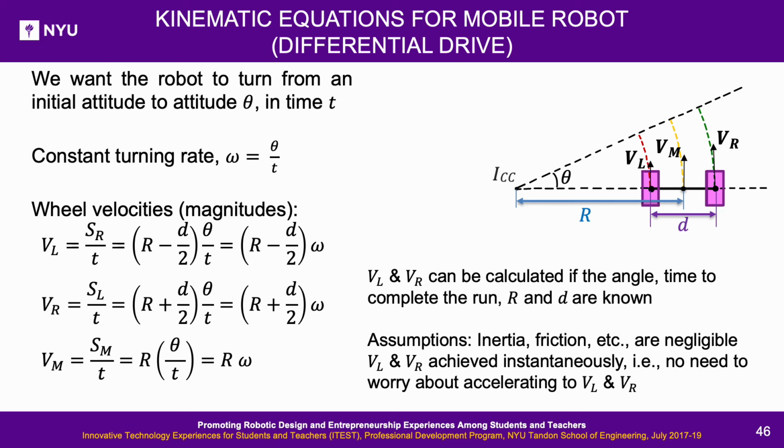Therefore, now if the angle theta, time to complete the run, t, radius, r, and base length, d, are known, VL and VR can be calculated here. The assumption is that inertia, friction, etc., are negligible and that VL and VR are achieved instantaneously. That is, no need to consider accelerating to VL and VR.